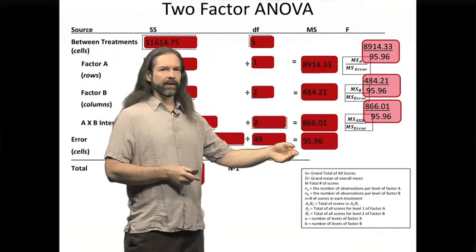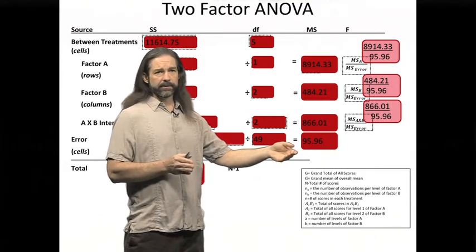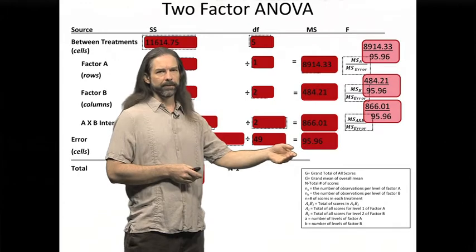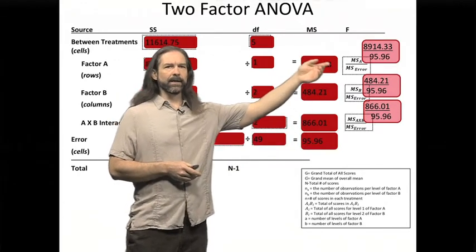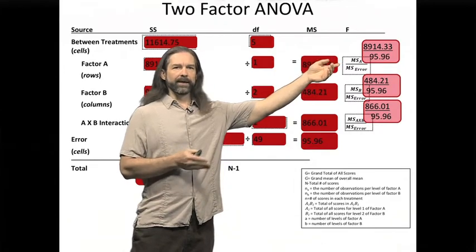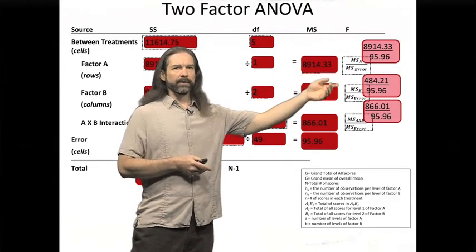We then have to divide by the denominator. The denominator is the same for all 3 of these. It's always going to be that bottom error term in this case. So I've got 8914.33 divided by the 95.96. Then we just move down.